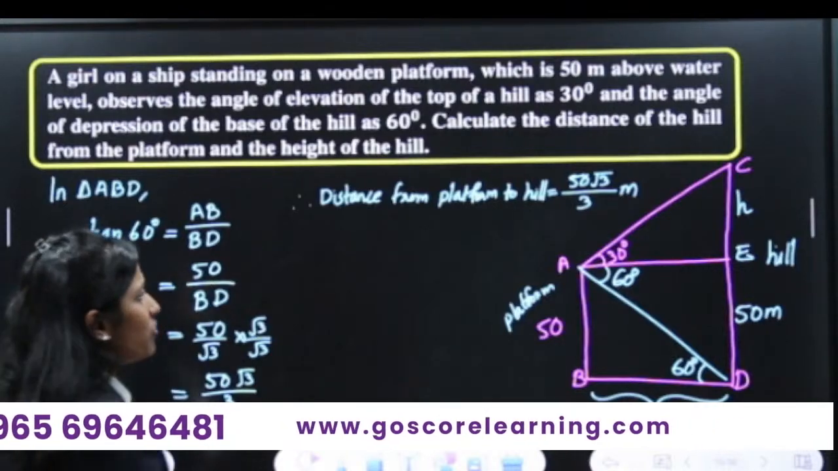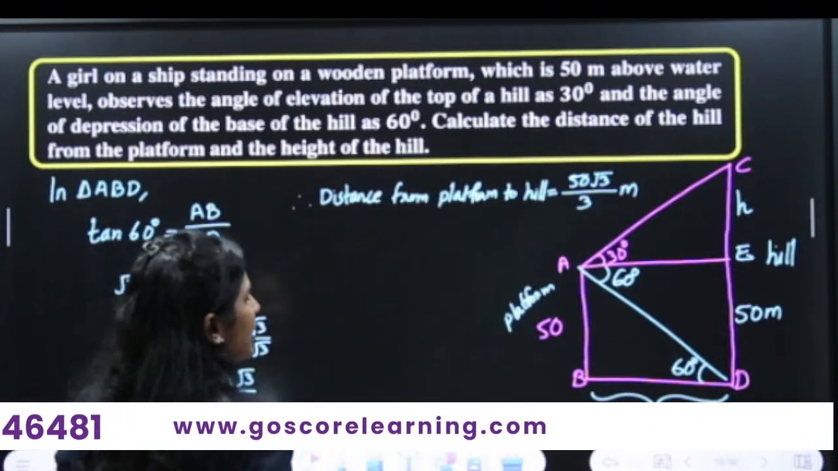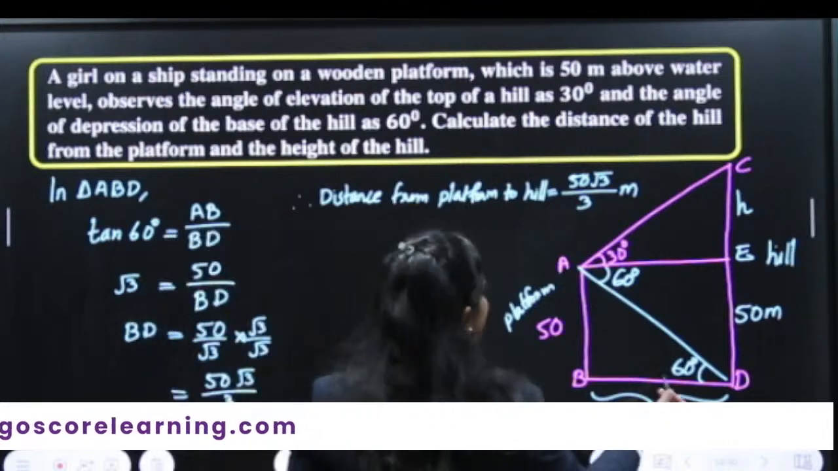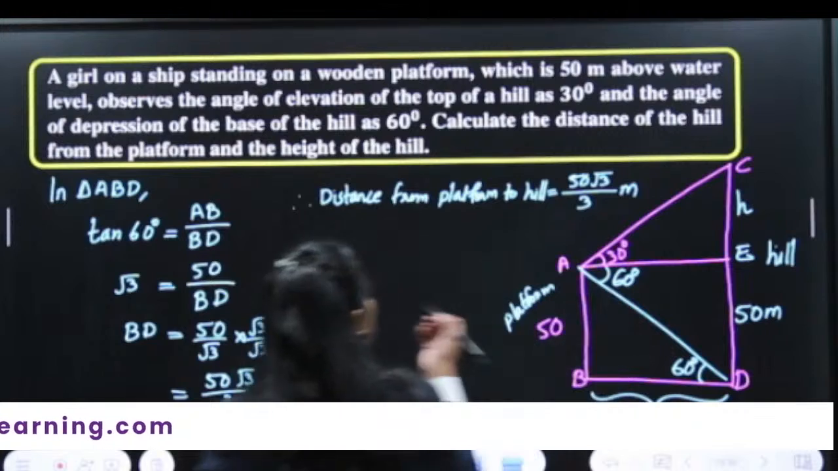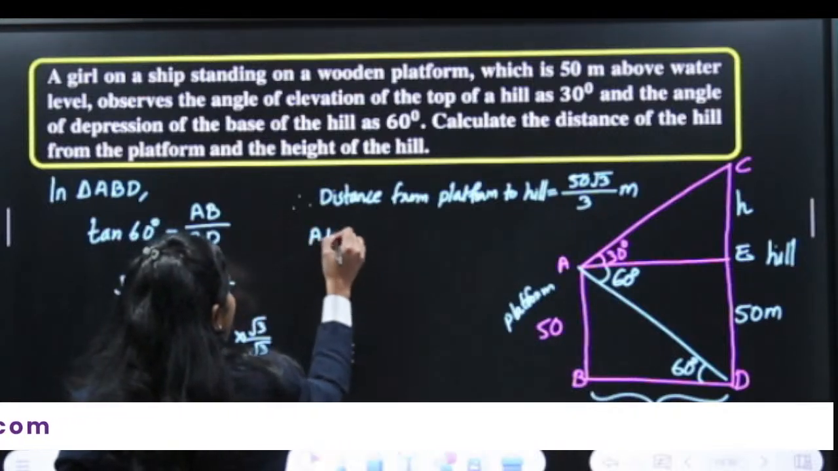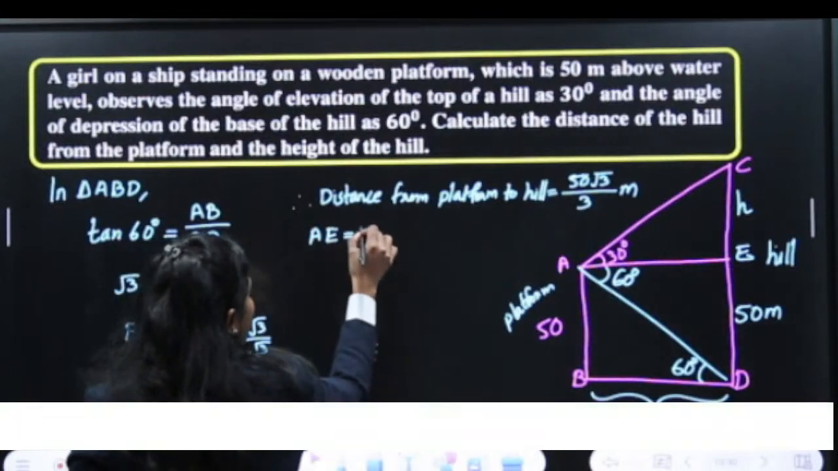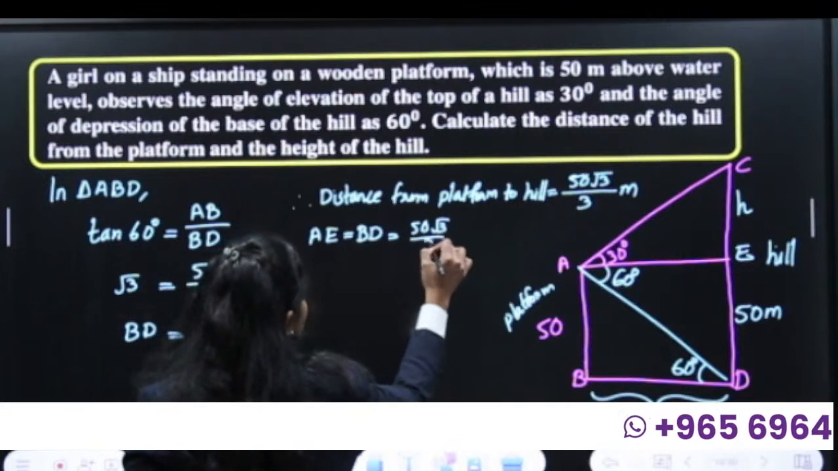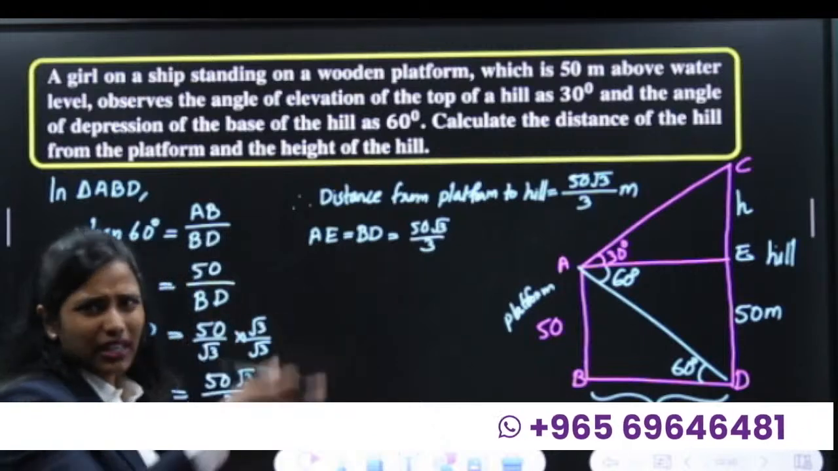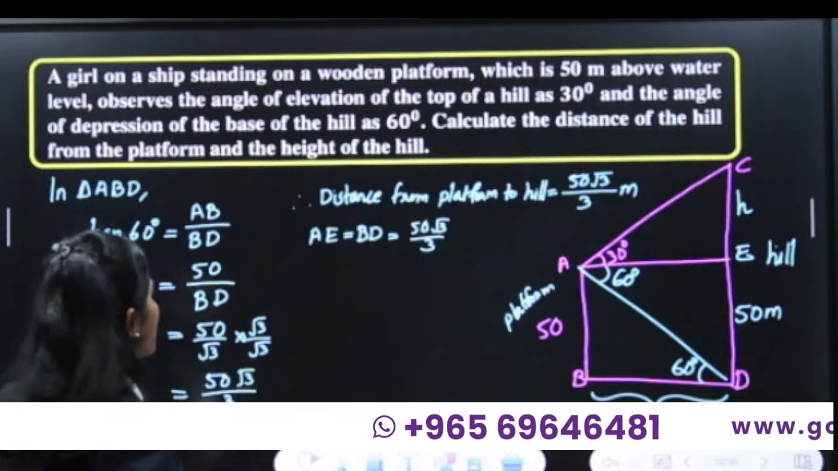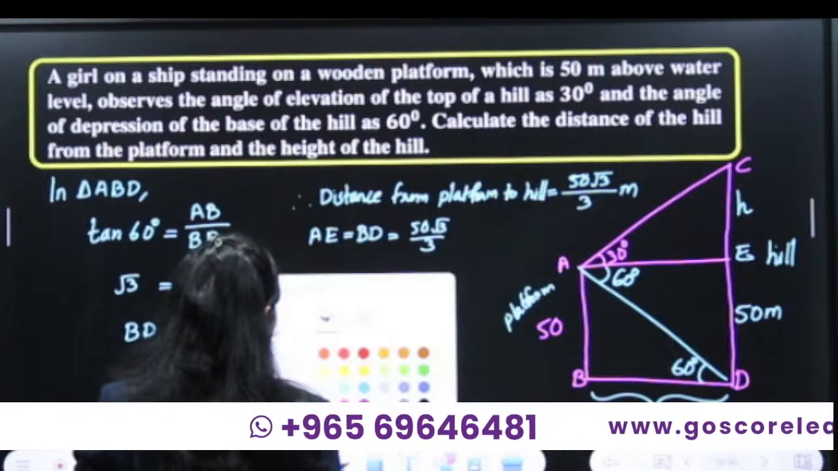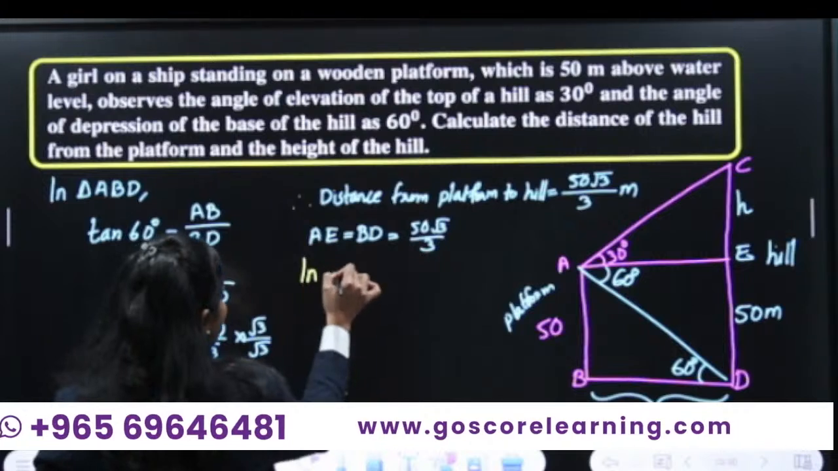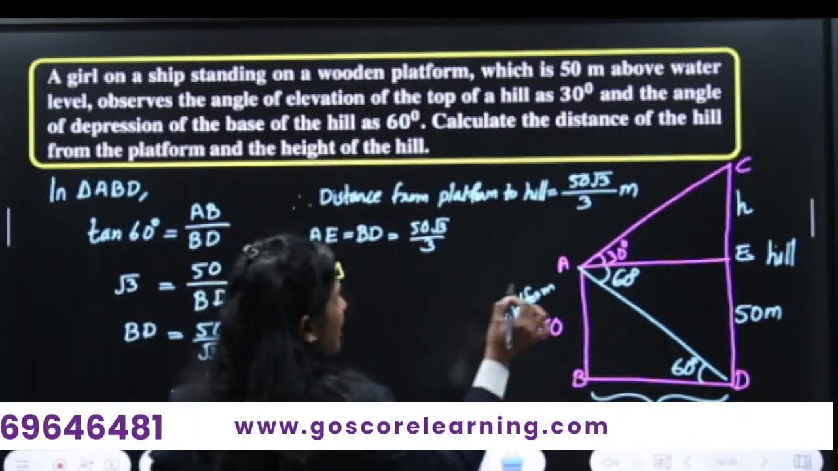Okay, now we will consider the next triangle AEC. Okay, and before that, if BD is 50 root 3 by 3, then AE is equal to BD, which is equal to 50 root 3 divided by 3. Okay, both are horizontal lines, the same distance. So both are same. Now we will take the next triangle, that is triangle AEC.